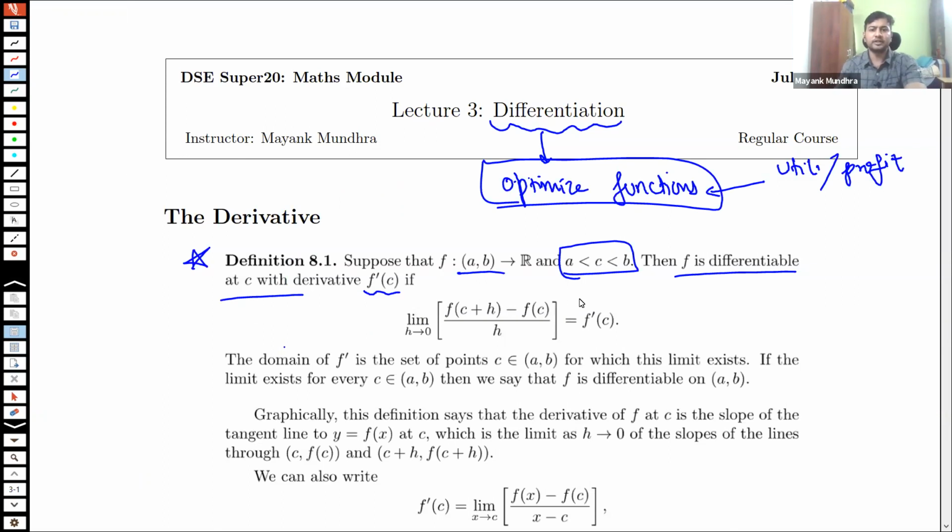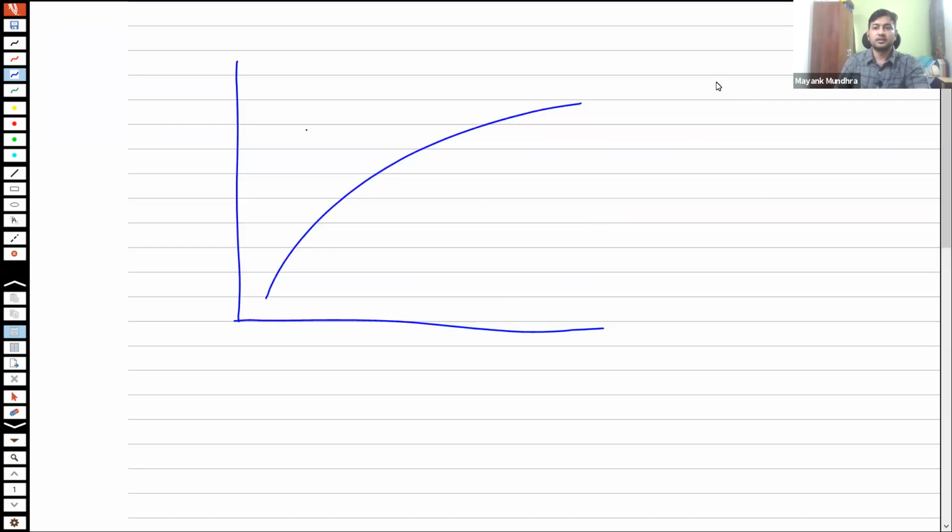Yeah, so we are looking at derivatives. The derivative at an interior point C is defined as f prime at C equals the limit as h tends to 0 of f at C plus h minus f at C, upon h.